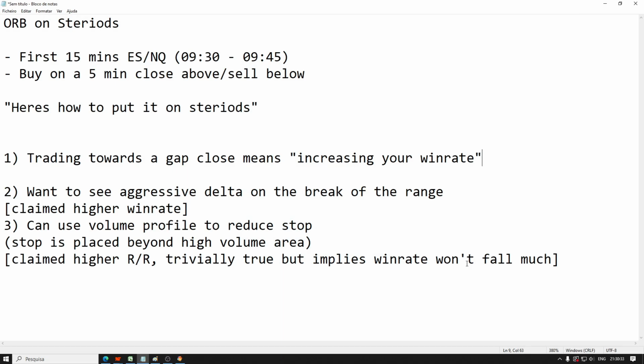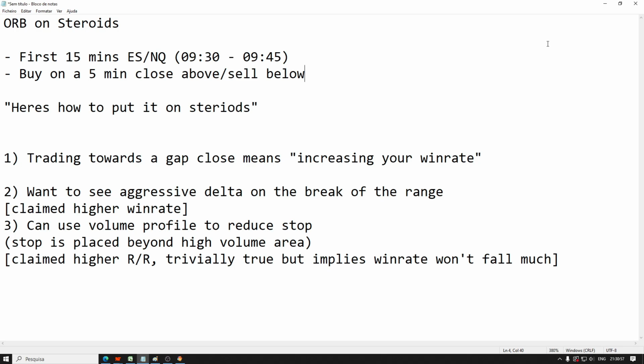Okay, so here are my notes. Opening range breakout on steroids. Have I spelled steroids correctly? There you go. So opening range breakout on steroids, first 15 minutes, so 9:30 to 9:45, ES or NQ. I've run the data on NQ. I imagine it's going to be the same thing on ES. We buy on a 5-minute close above, or we sell on a 5-minute close below.